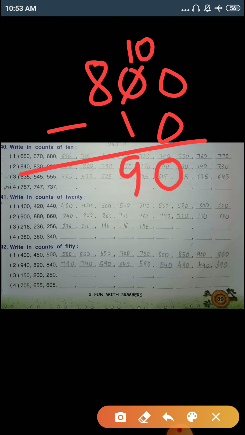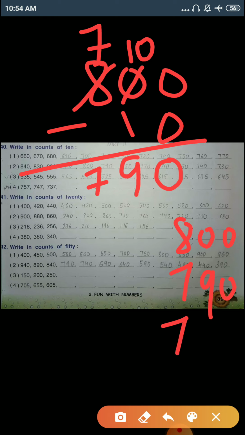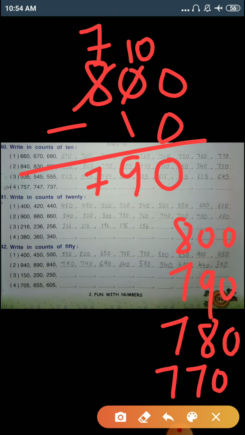Now again we'll cut this 8 and we'll write here 7. So after 800 which number comes? 790. The difference of 10. Again, subtracting 10 from 790 will give you 780. Again, the next number, subtract 10, it will give you 770. So, with the help of subtracting 10, you need to solve the other numbers.